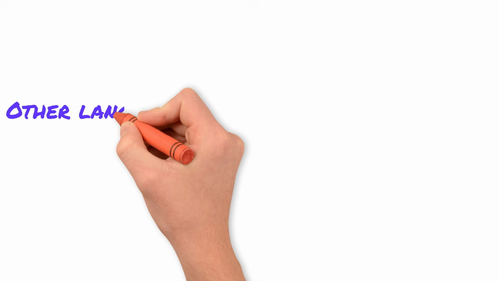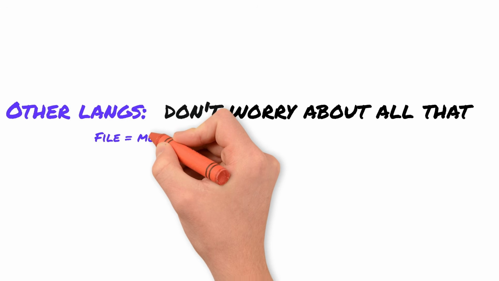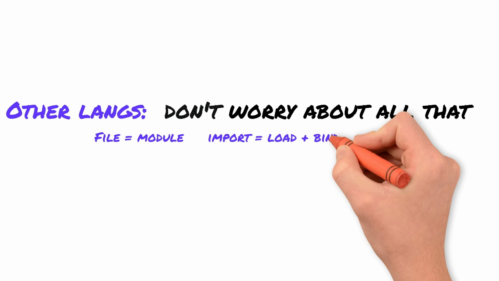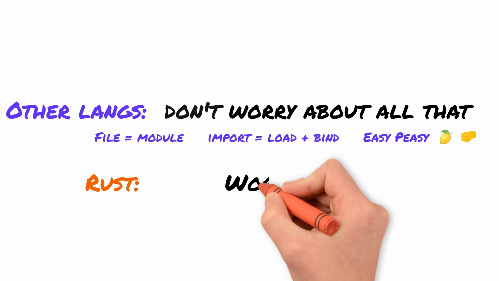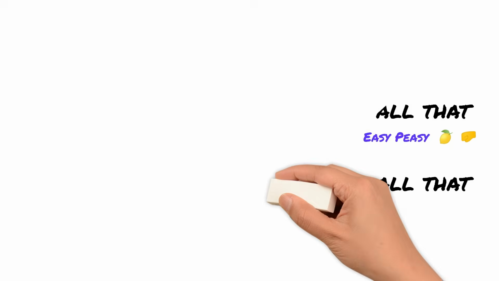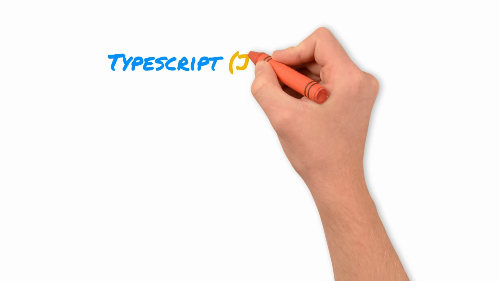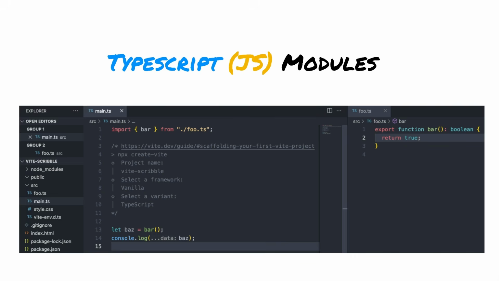Many languages, like TypeScript for example, consolidate these. A file is a module, and an import loads and binds things. Easy peasy, lemon squeezy. Rust, however, wants you to handle each of these pieces individually. Let's take a look at a TypeScript example first. In TypeScript, we have a foo.ts file that is implicitly a module. We then export a function, and then we can import that function from that module into our main file.